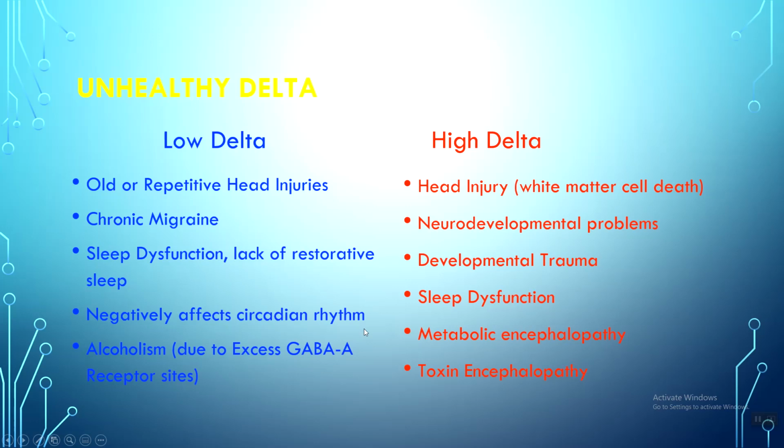So that said, unhealthy delta. Let's go to high delta. When we're dealing with high amplitude delta, that is real, because there's lots of imposters, and we're going to cover those. It's quite significant. It's nothing to be easily dismissed, because what it indicates is white matter damage or white matter abnormality within the brain.